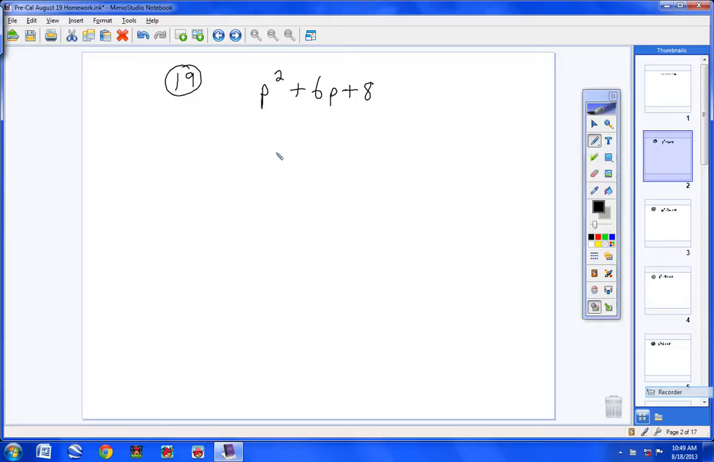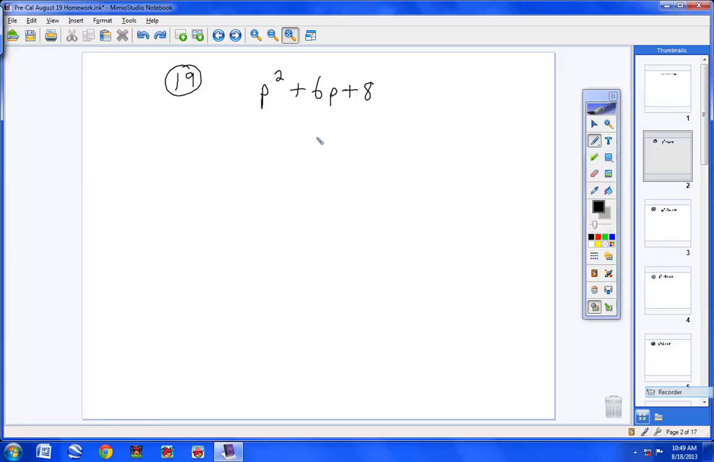Step 1 is pull out what's common. Well, there's a 1 and a 6 and an 8. There's no number I can pull out. I have p's here and a p here, but I have no p's here, so I can't pull a p out. So step 1 is done. There's nothing common I can factor out.